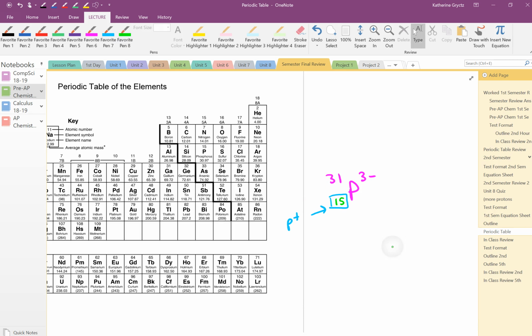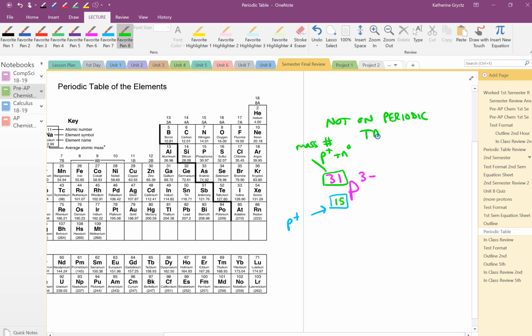You have to know what this is called up here. This is called the mass number, and it is the protons plus the neutrons added together. It is not on the periodic table, so that has to be given to you separately. You cannot find that from the periodic table.